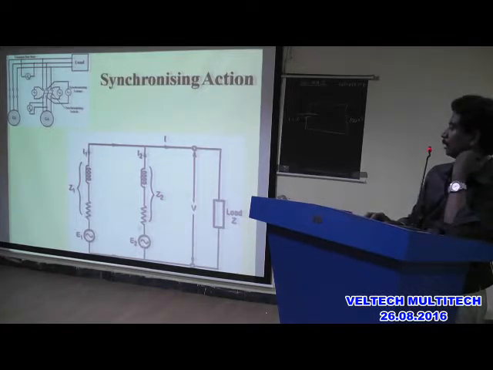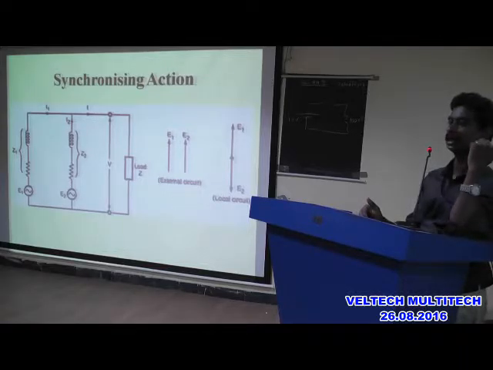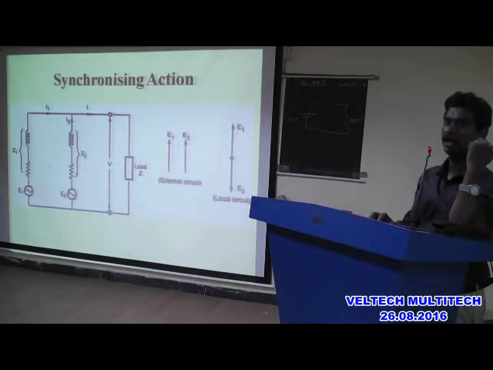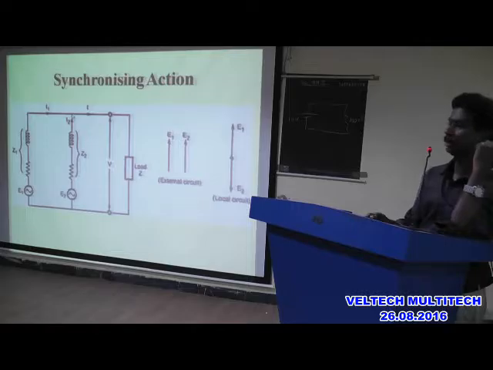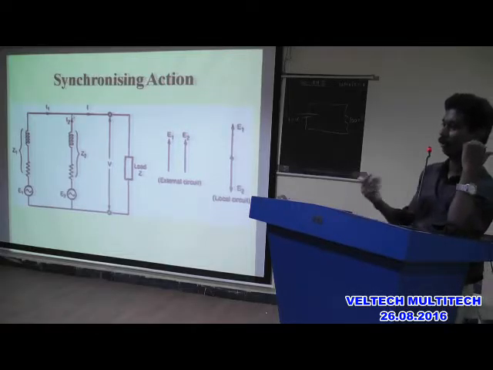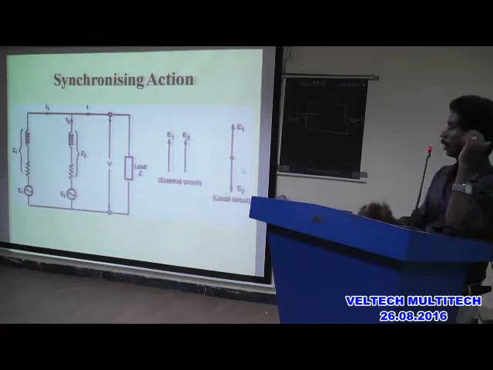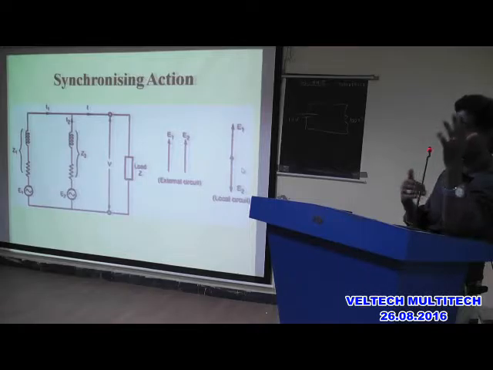Now, once these two alternators are running in parallel, I1 is the current delivered by the first alternator, I2 is the current delivered by the second alternator, and I is the load current. You can apply Kirchhoff's current law here. Sum of the incoming currents equals the sum of the outgoing currents. I1 plus I2 equals I, where I is the load current. With respect to the external circuit, E1 and E2 are in the same direction. With respect to the local circuit, E1 and E2 are in the opposite direction.